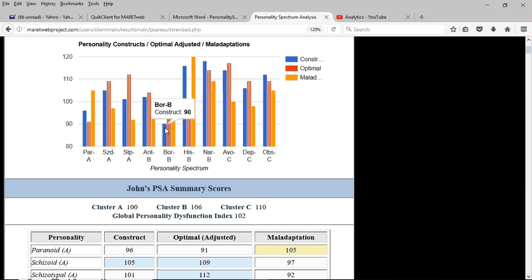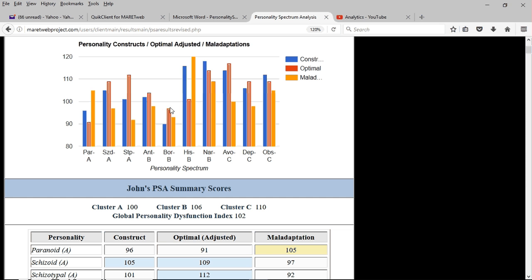Most of them are going to be in the middle. This one, or most of them, will be a stair-step kind of thing. This one's a little bit exaggerated, but most of the time you're going to find that there's a stair-step type configuration. If optimal is high, you'll probably find the maladaptation is low, and that the construct is in the middle somewhere.